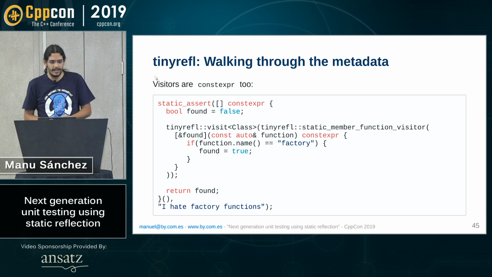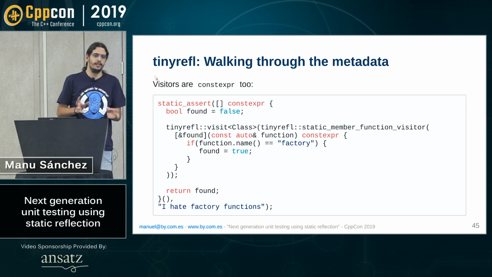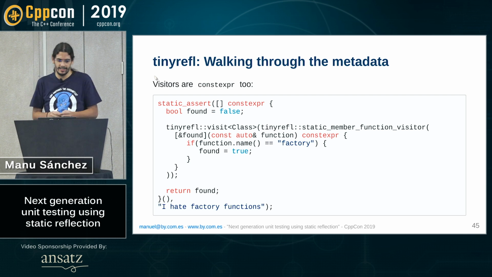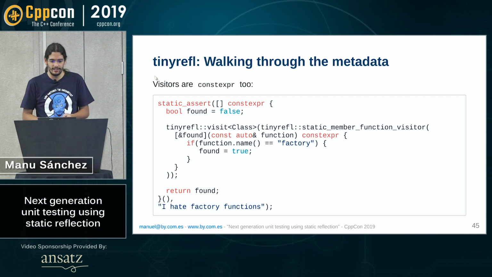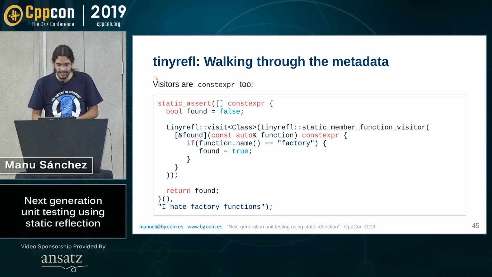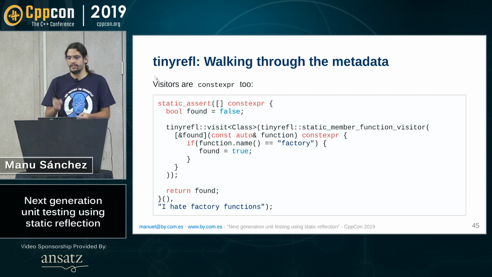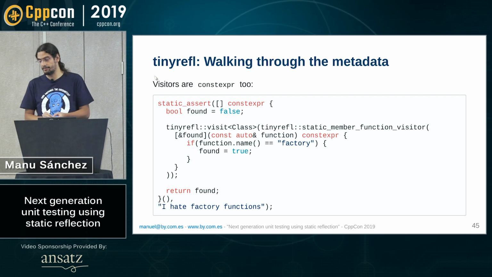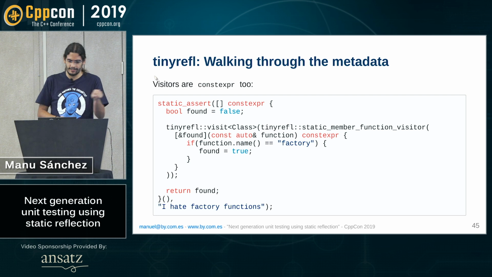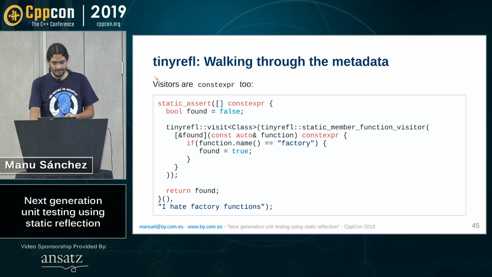These visitors are also constexpr, so you can do weird things like, okay, let's check that nobody in my library and my company has declared a class with a factory member function, a static member function, because we hate factories. Okay, you can statically assert that, and you will be much more happy without factories.